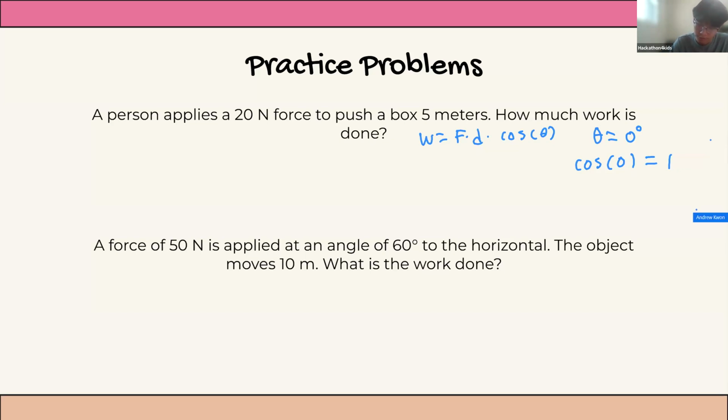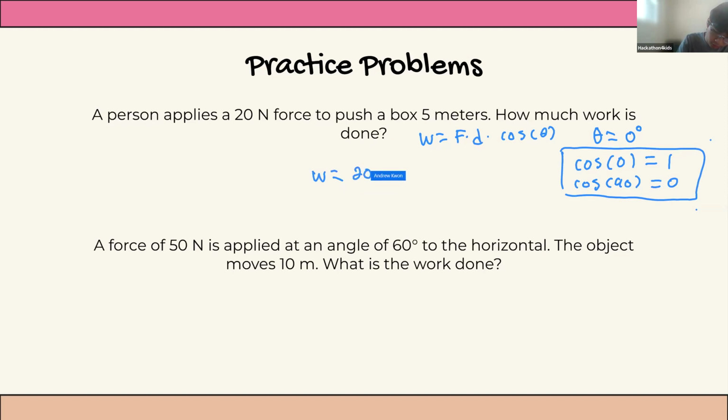And cosine of 90 is 0. I won't explain how we got that, but just keep in mind, cosine of 0 is 1, cosine of 90 is 0, right? That might have confused you guys or got you stuck. So all you gotta do is work equals force, that's 20 newtons, times 5 meters times 1, since cosine of 0 is 1, and you get 100 joules, right? That's how much you got.